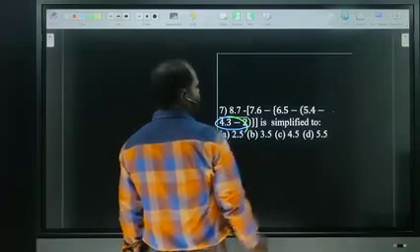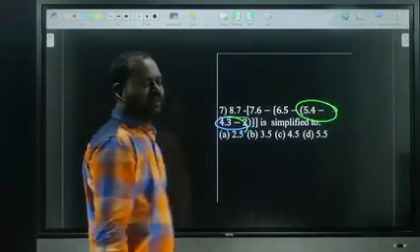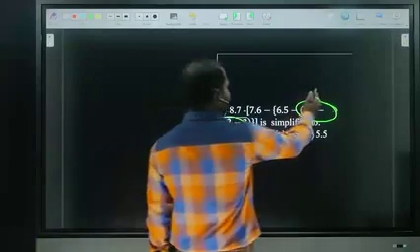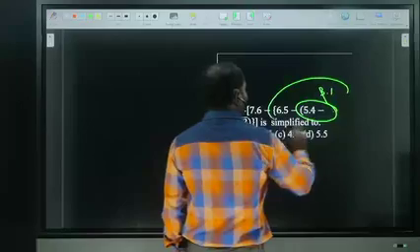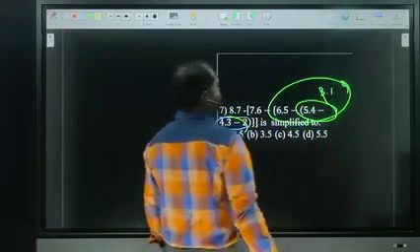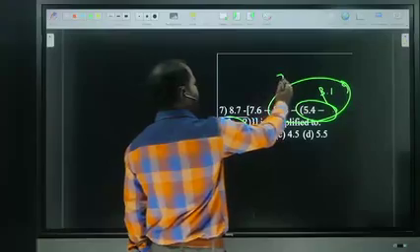5.4 minus 2.3. How much is 5.4 minus 2.3? 3.1. That is finished. 6.5 minus 3.1. How much is 6.5 minus 3.1? 3.4.